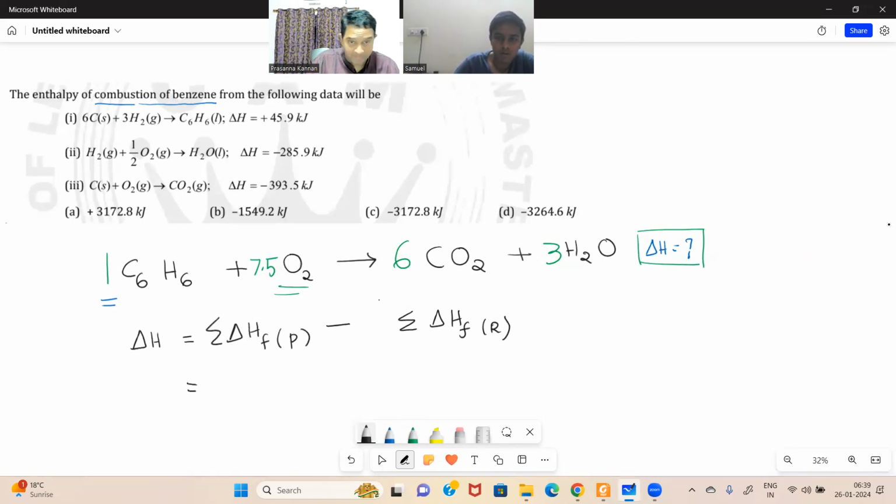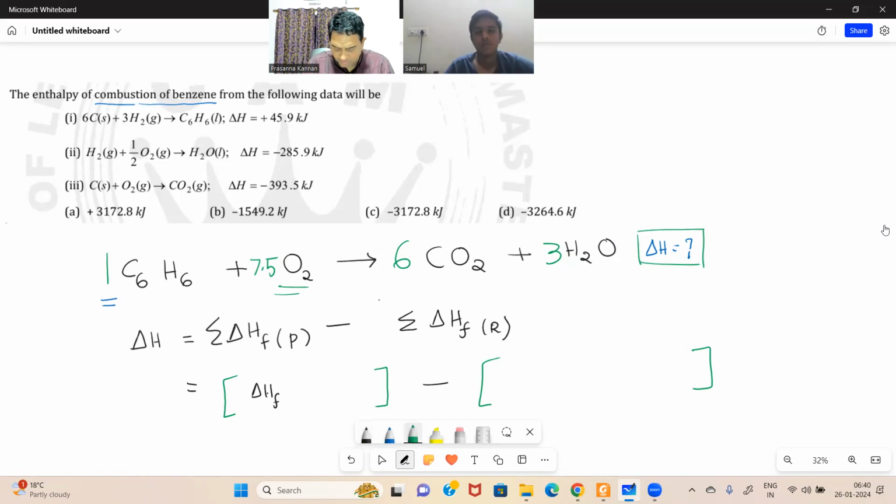Okay, now what are the products? Carbon dioxide and water. Very good. And what are the reactants? Benzene and oxygen. Very good. So you should add the formation of products first, correct? So you'll add the formation of which product first? Whichever, doesn't matter. So tell me the products. Carbon dioxide and water.